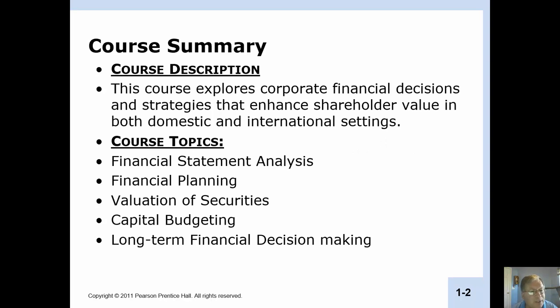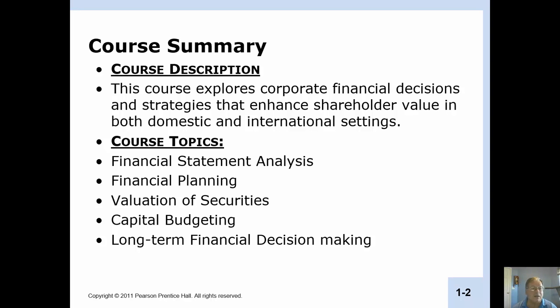Basically, I want to go over some of the basics of how the course is going to be administered. The description of this course is that it is a decision-making course. We're going to concentrate on the theory, the concept at least, that managers want to make decisions and use strategies that they feel are going to enhance shareholder value. We will apply some, obviously, domestic, but there will be some international input into some of the content.